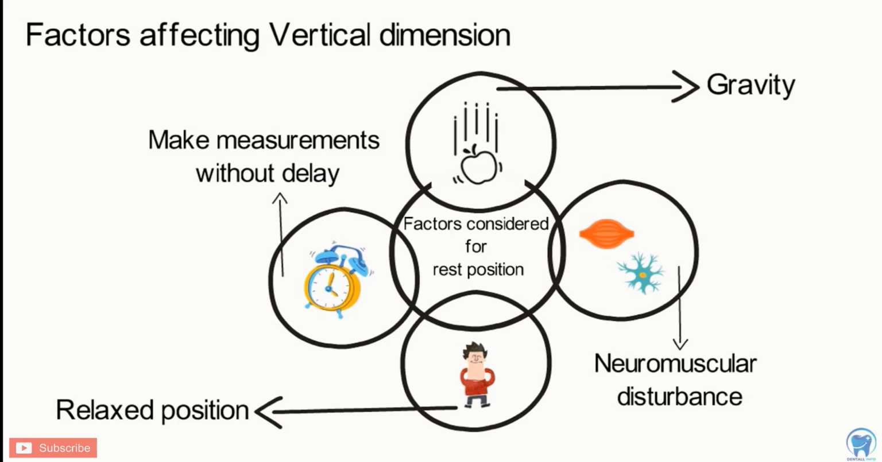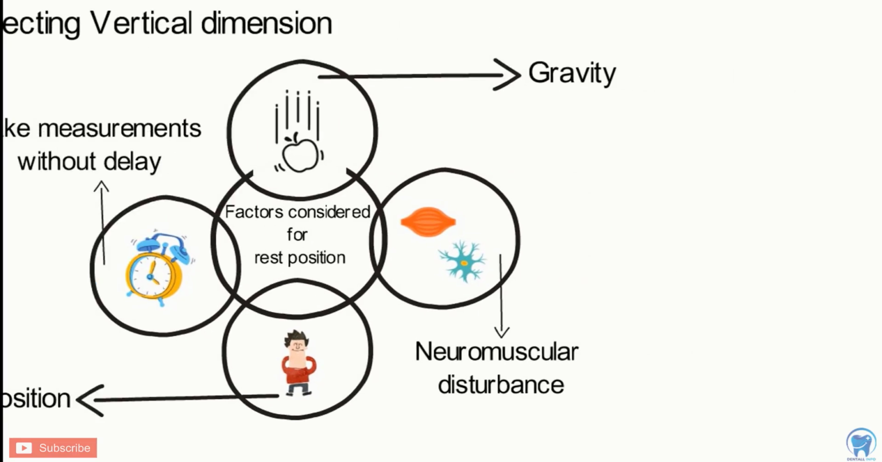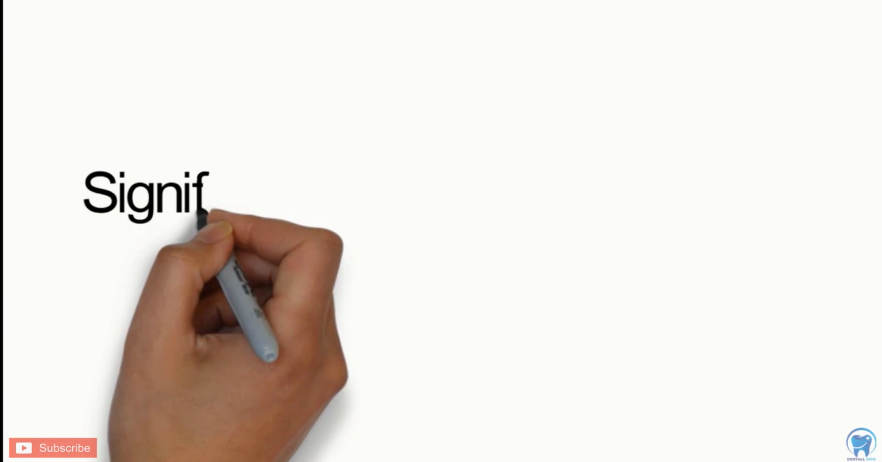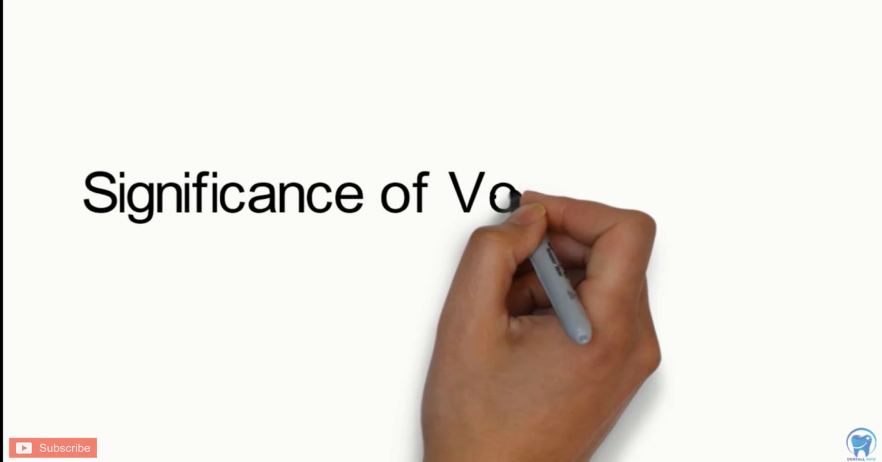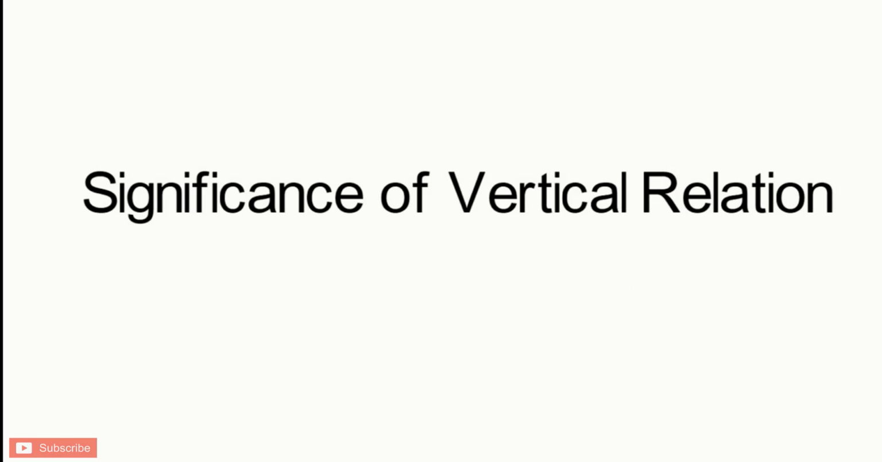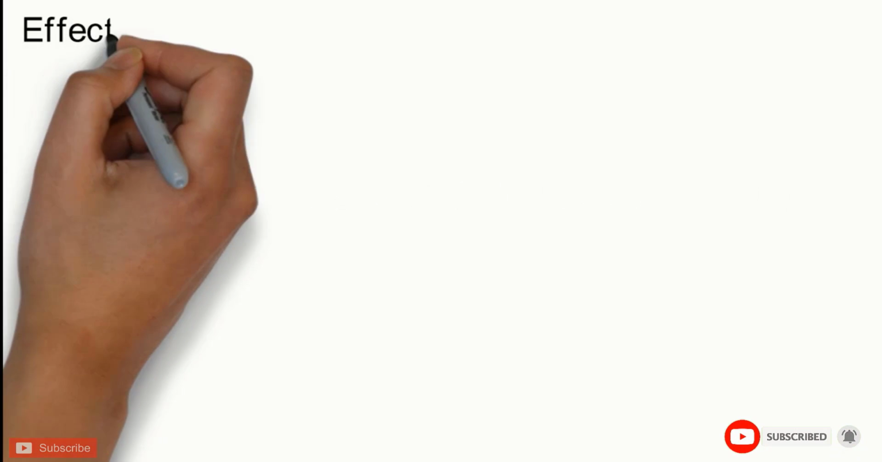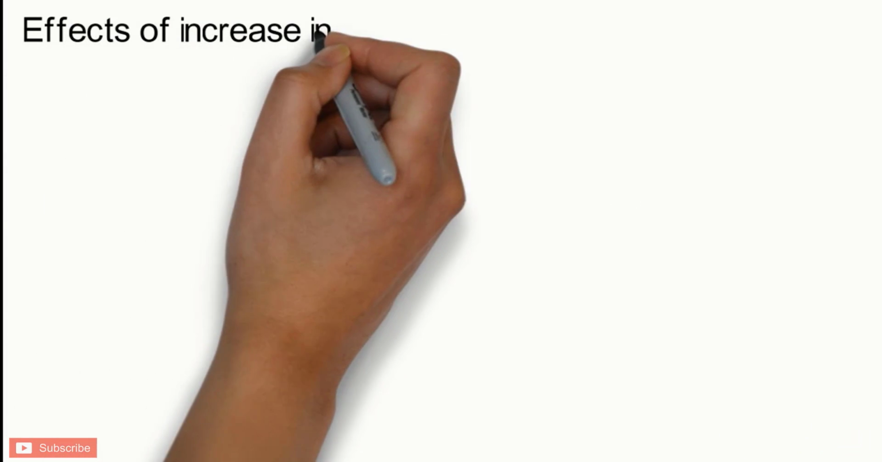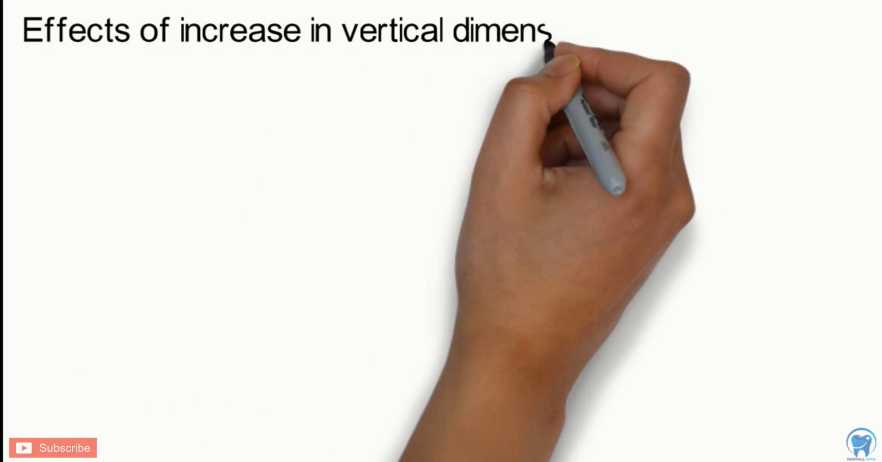It is very important to take these factors into consideration while recording the vertical relation. Any errors in recording, such as an increase or decrease in the dimensions, can have ill effects. So now let's discuss why the vertical relation is important and why it should be recorded. First, let's discuss the effect of increased vertical dimension.